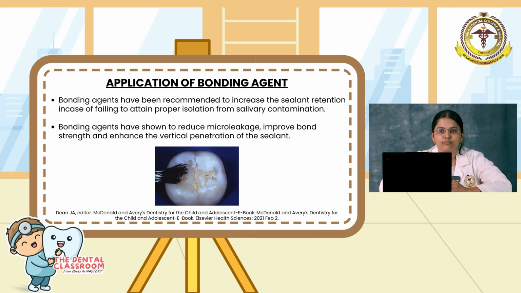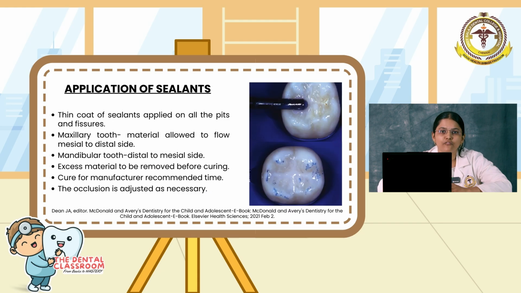So next step in the procedure is application of bonding agent. Bonding agents have been recommended to increase the sealant retention in case of failing to attain proper isolation from the salivary contamination. Bonding agents have been shown to reduce microleakage, improve bond strength and enhance the vertical penetration of the sealant. So next is application of sealant.